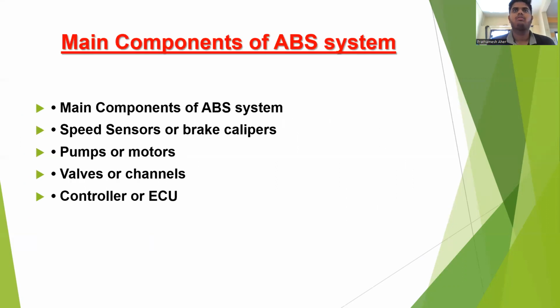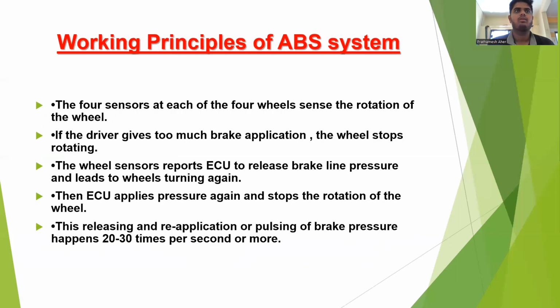Main components of the ABS system. The main components of the ABS system are the speed sensor, brakes or brake capillaries, the pump and motors, the valves, and the control ECU.